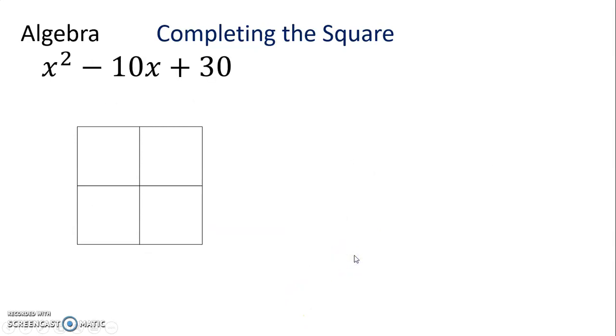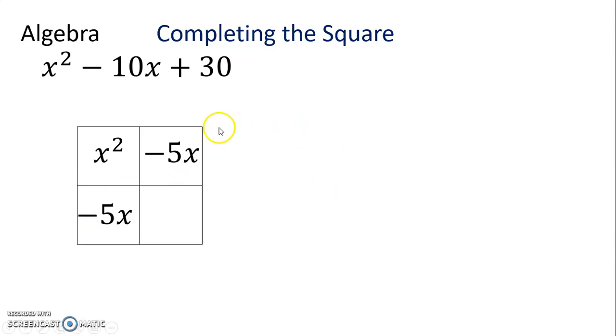Okay, let's take a look at another example. Now this one looks a little different because we've got a negative amount of x here, but we're going to start off exactly the same. So we're going to fill in x squared, and then just like before, I'm going to halve this. So I'm going to share it out between these two parts of my grid. So that's going to be negative 5x and negative 5x.